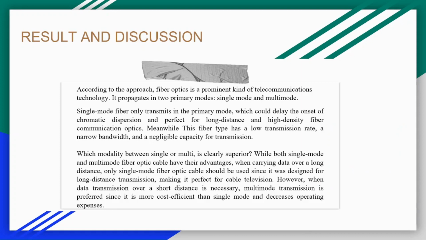Then for the result and discussion, according to the approach, fiber optic is a prominent kind of telecommunication technology. It propagates in two primary modes, that is single mode and multi-mode. For the single mode, the fiber only transmits in the primary mode, which could delay the onset of chromatic dispersion and is perfect for long distance and high density fiber optic communication. Meanwhile, this fiber type has a low transmission rate, a narrow bandwidth, and a negligible capacity for transmission.